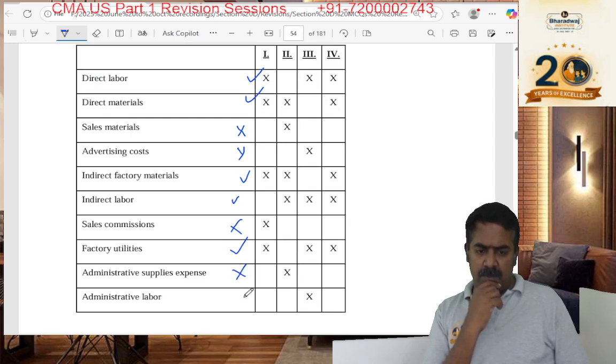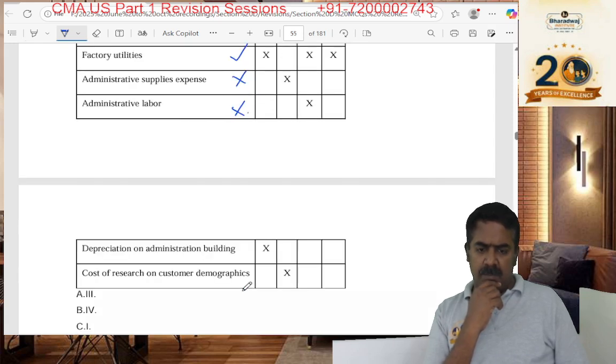Administrative supply cannot be the product cost. Administrative labor cannot be the product cost. Depreciation cannot be product cost. This also cannot be product.